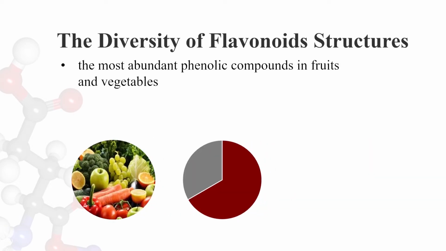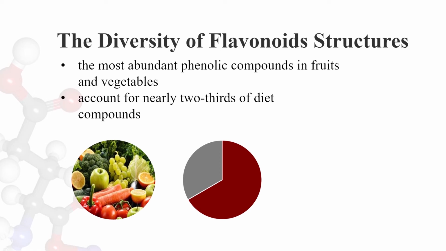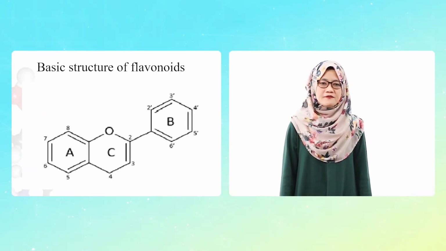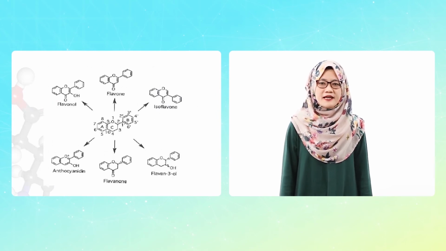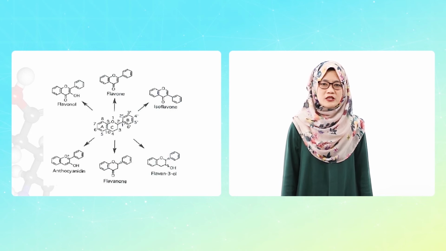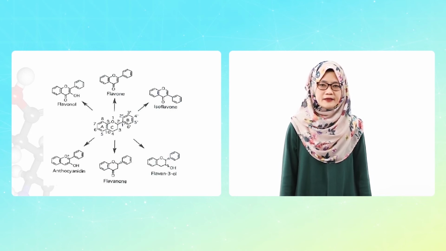In this session, I will explain the diversity of flavonoid structure because flavonoids are the most abundant phenolic compounds in fruits and vegetables. They account for nearly 2/3 of dietary phenolic compounds, and as a group, they are the most bioactive. Flavonoids contain a phenylbenzylpyran skeleton. Two phenyl rings join through a heterocyclic pyran ring. Flavonoids can be divided into 6 groups according to differences in the pyran ring.